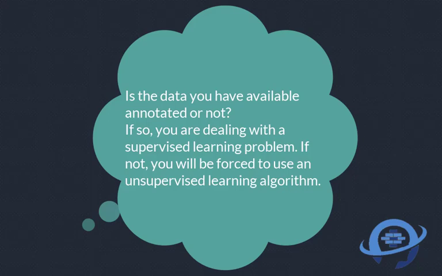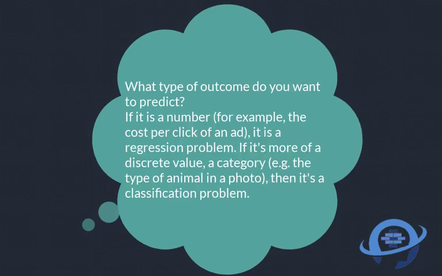To summarize, machine learning problems can be differentiated according to two criteria. Is the data you have available annotated or not? If so, you are dealing with a supervised learning problem. If not, you will be forced to use an unsupervised learning algorithm.